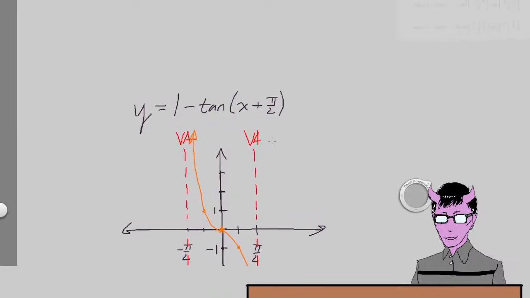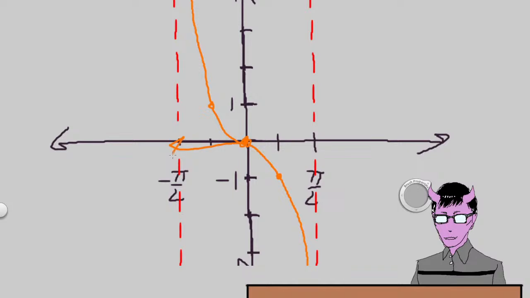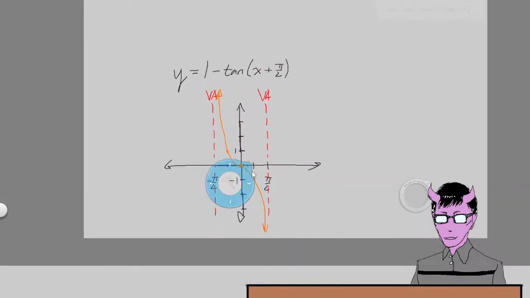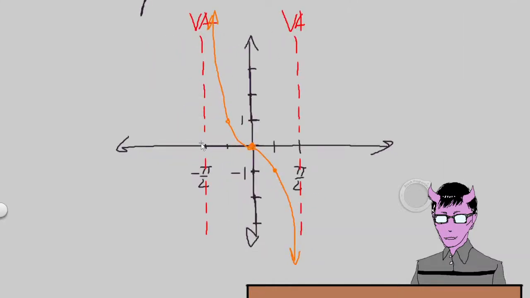Now we're tasked with 2 more things. Just have to do horizontal shift, pi over 2 spaces to the left, and then 1 space upwards. But how many hash marks is pi over 2? It's 2 hash marks over. All right. So everything's going to move 2 spaces, but I need more hash marks. So let us copy paste just a little more.